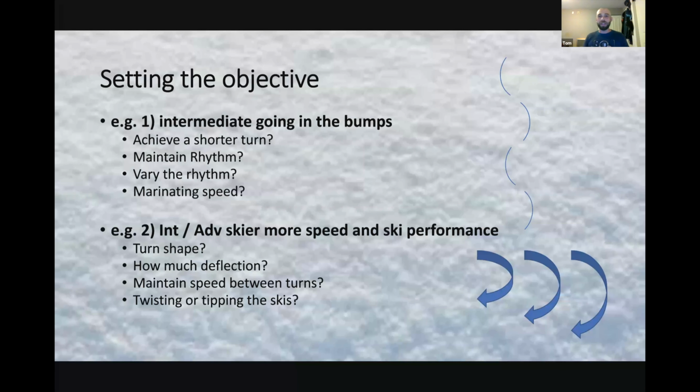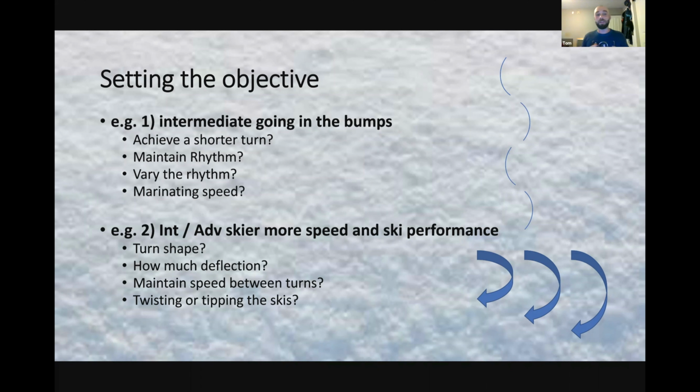So I talked about setting the objective. So here's a couple of examples of how we might set an objective for our students. So using those examples that I gave, an intermediate student who wants to get off the groomers and into the bumps, making sure that we're working with a shorter turn, making sure that they can actually achieve a shorter turn. Can they maintain a rhythm? Can they vary a rhythm? This is maybe something that's going to be important for setting them up for success. Can we maintain speed in a shorter turn?